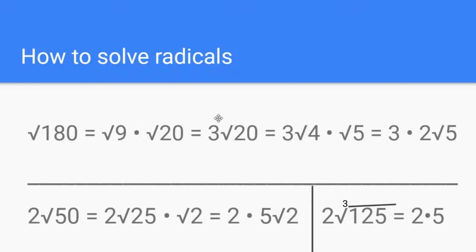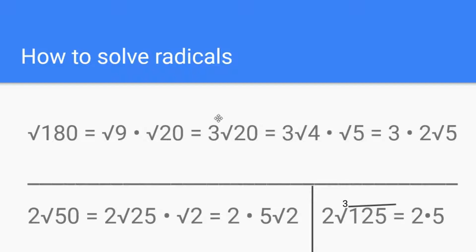Then the square root of 20 can be further broken down into the square root of 4 times the square root of 5. The square root of 4 can be simplified as 2. So you get 3 times 2 times the square root of 5, and so that equals 6 times the square root of 5.